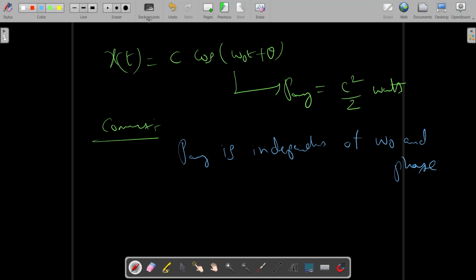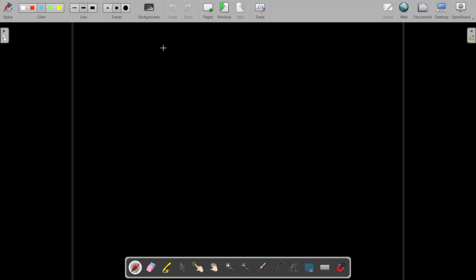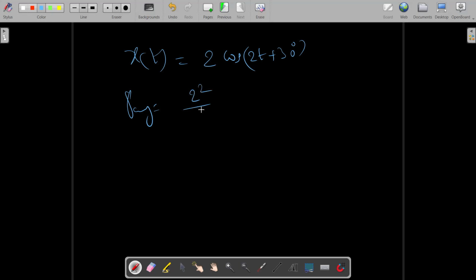So let us take an example. Let us say x of t is 2 cos(2t plus 30 degrees). What is the average power? This is going to be simply 2 square by 2, which is 2 watts. Right? So this is independent of frequency and phase. I hope you understood this.